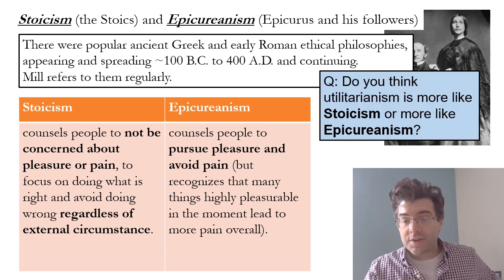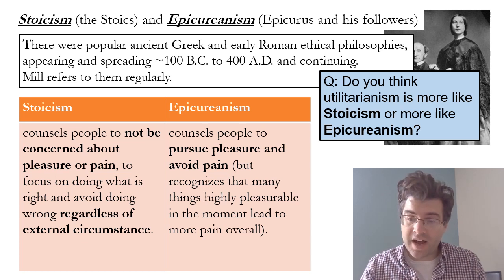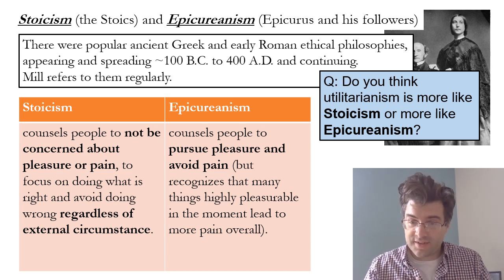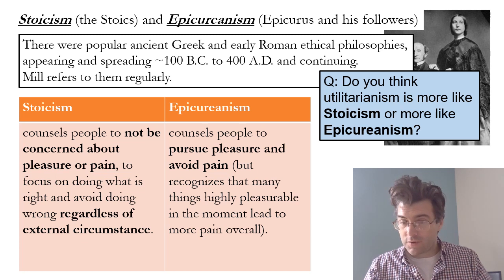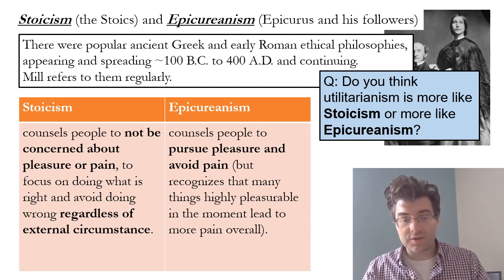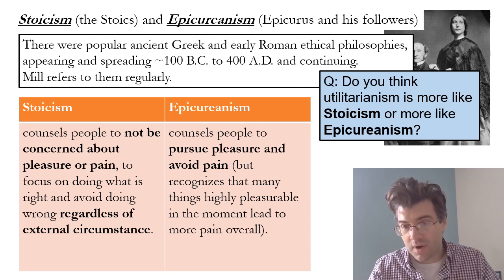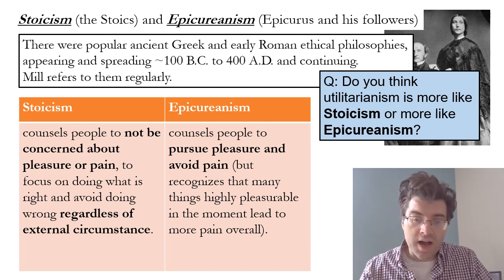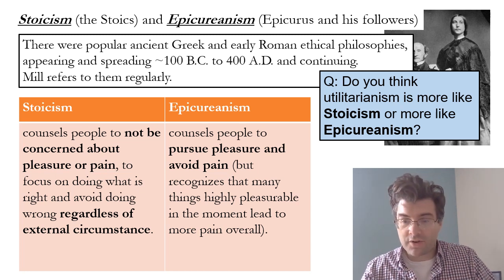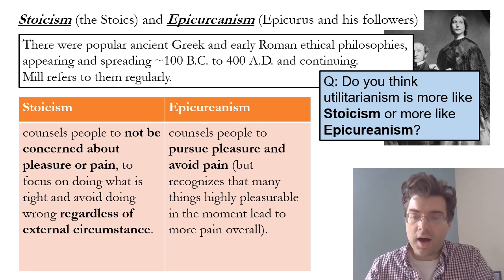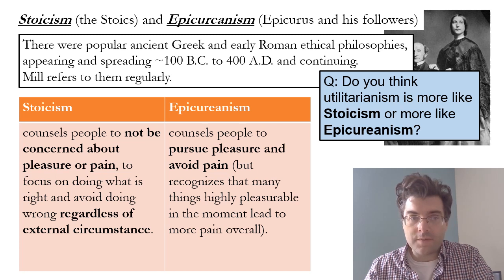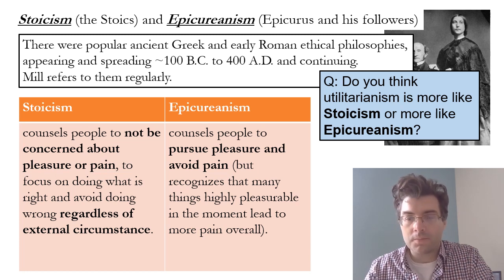So, having described these two ethical philosophies, I could now ask you, which do you think utilitarianism is more like? Just from what you know so far about utilitarianism and about these two philosophies, do you think utilitarianism is more like Stoicism or more like Epicureanism? And why do you think that it's more like one or the other? I'll let you think about that yourself, and then I'll go on to say what Mill says about it, and maybe an answer will become clearer to you as we go.